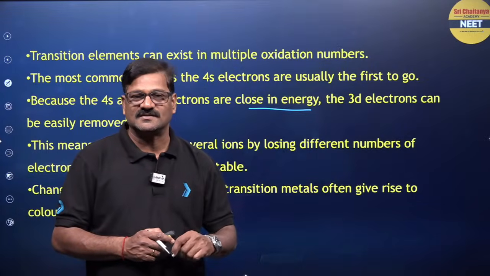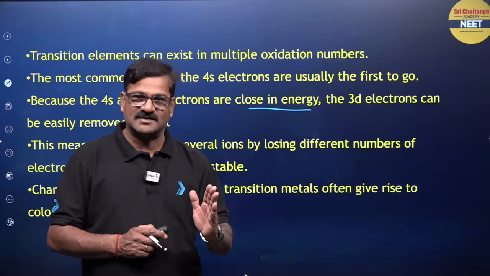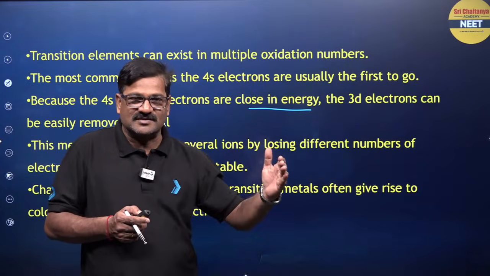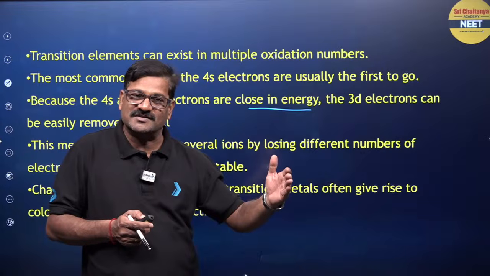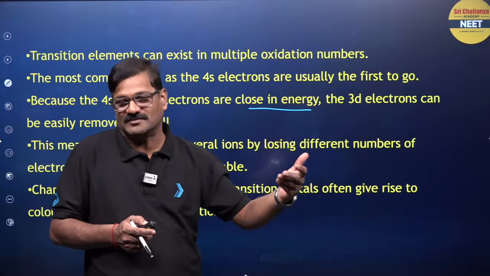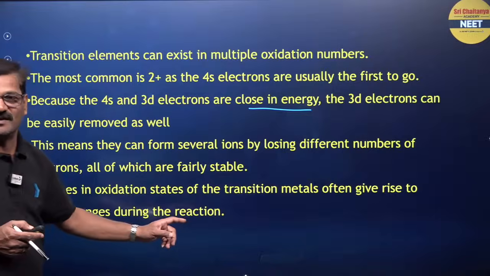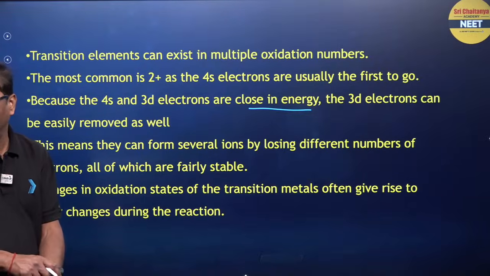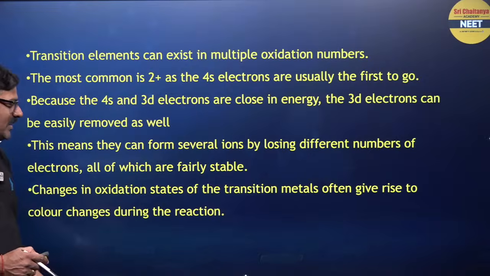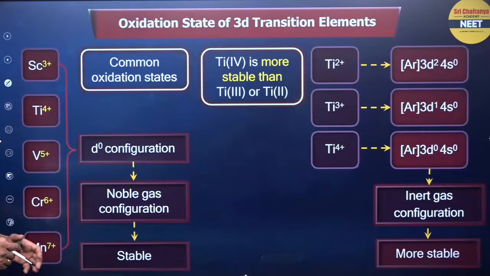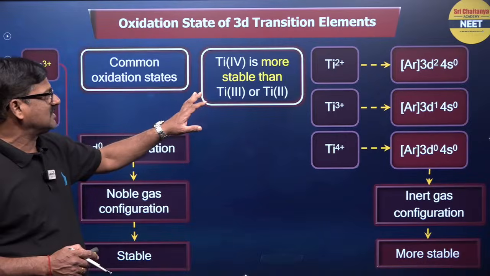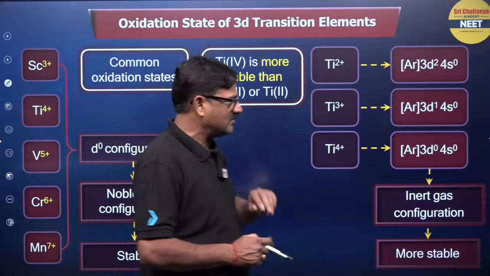They have colors. Iron 2+ is green in color. During a chemical reaction, it can change its color to iron 3+. It can turn brown. That is the meaning of the last statement. Okay, moving ahead here, some more points. Among the common oxidation states, titanium +4 is more stable than titanium 3+.